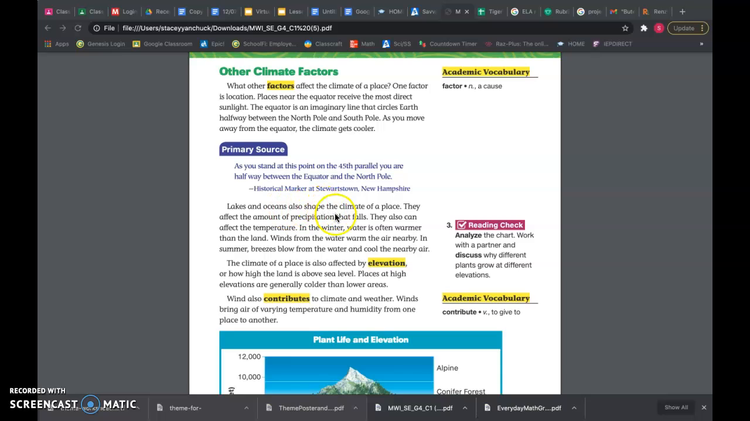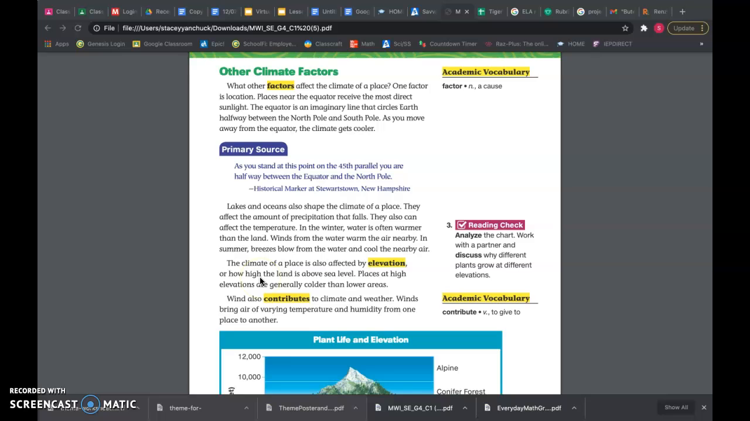Lakes and oceans also shape the climates of a place. They affect the amounts of precipitation that falls. They can also affect the temperature. In winter, water is often warmer than land. Winds from the water warm the air nearby. In summer, breezes blow from the water and cool the nearby air.